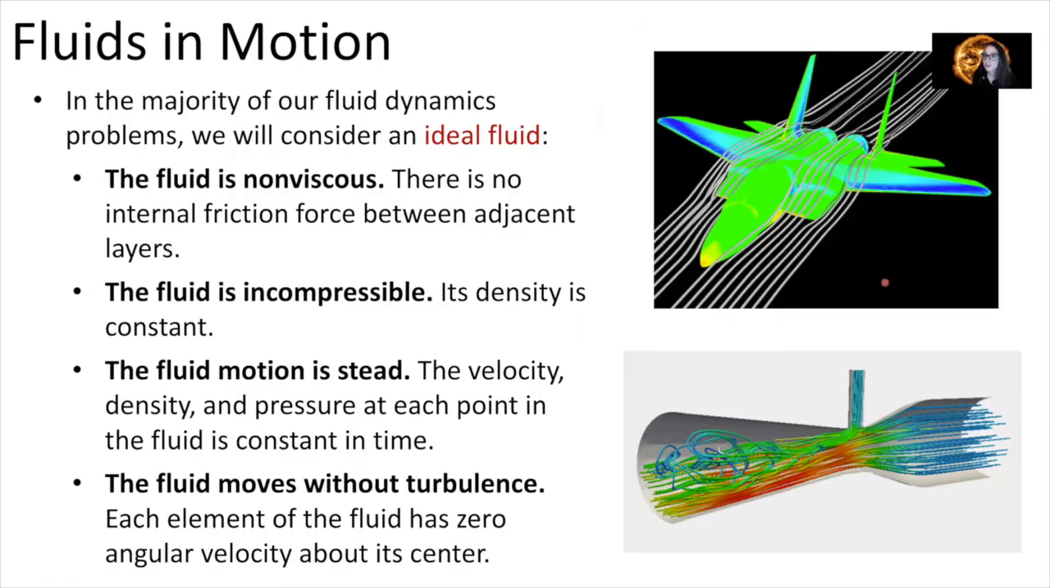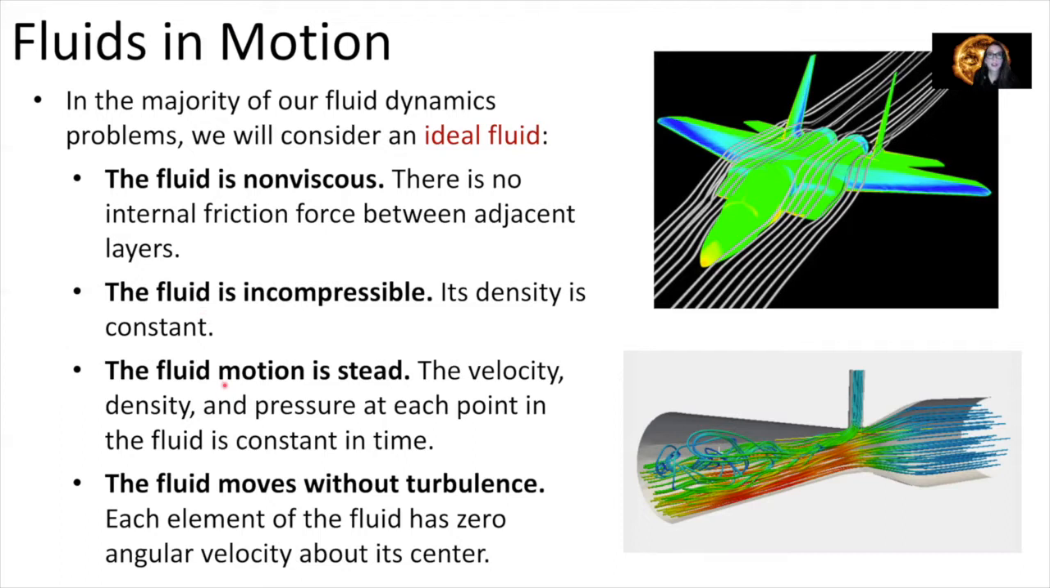In the majority of the fluid dynamics problems we'll be working through here, we will consider an ideal fluid. An ideal fluid has a lot of properties. We're making a lot of assumptions about these fluids that are probably not necessarily true. An ideal fluid is non-viscous. That means there's no internal friction between adjacent layers in the fluid. The fluid is incompressible, so its density is constant. Even if you apply a pressure to it, you don't change its density.